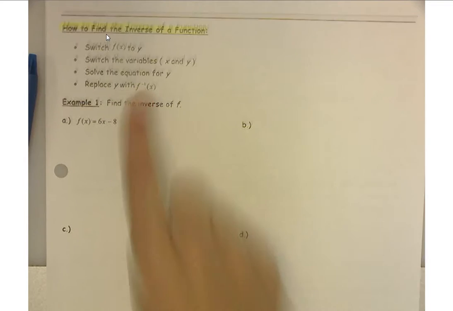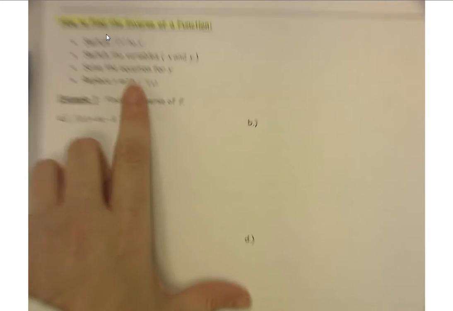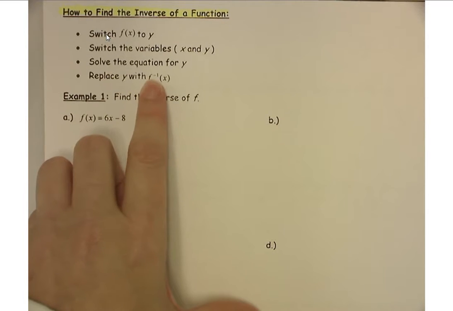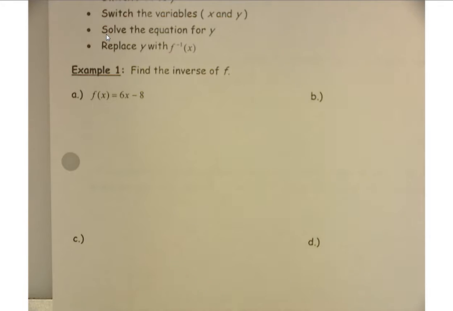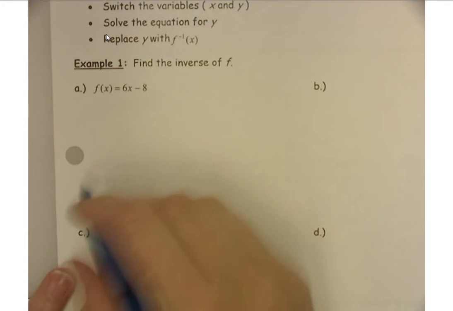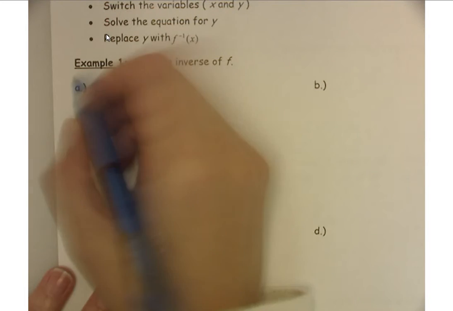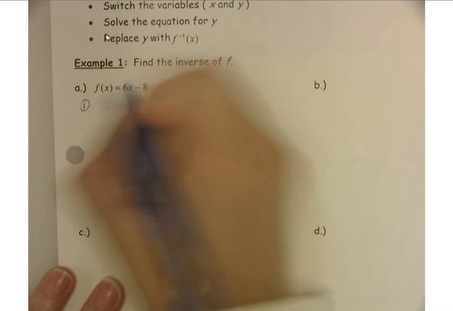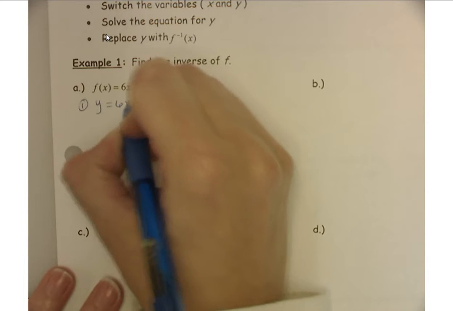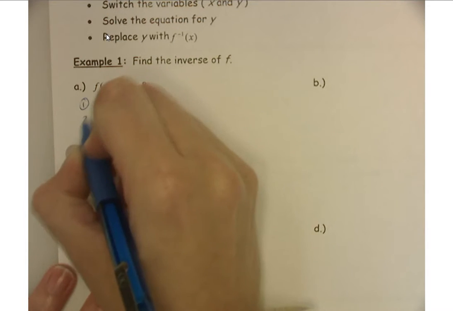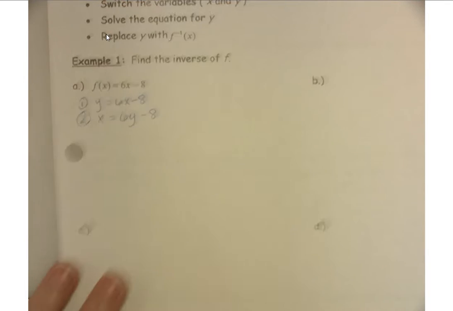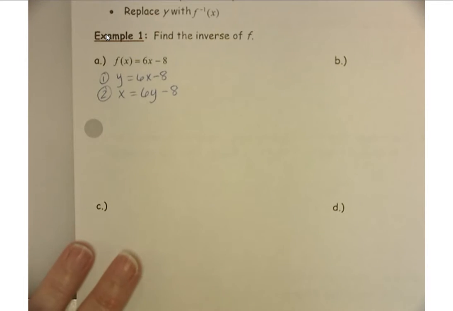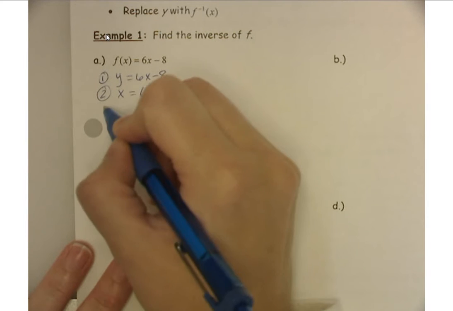This is pronounced f inverse, but it is the f with the -1 superscript, and then it is still of x. So for number one, we are going to do our steps, and then I'll show you in the next one how you can just bypass step one. So step one is y equals 6x minus 8. A lot of times we'll just skip that and go straight to 2, where you're going to switch your x and your y. Okay, and then we're going to solve the equation for y.